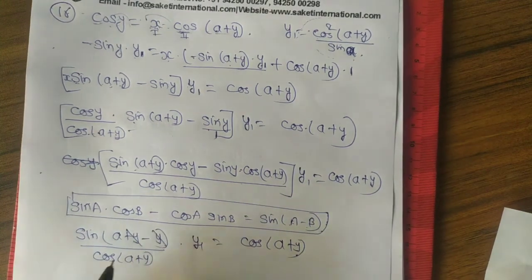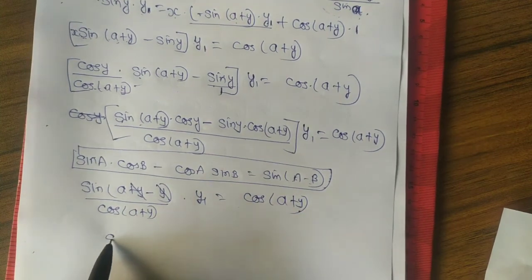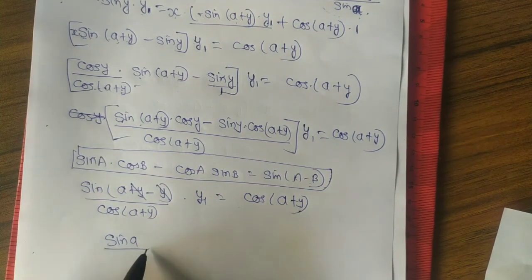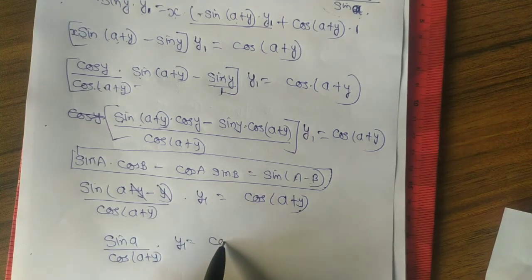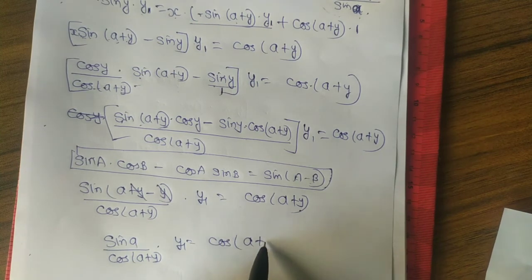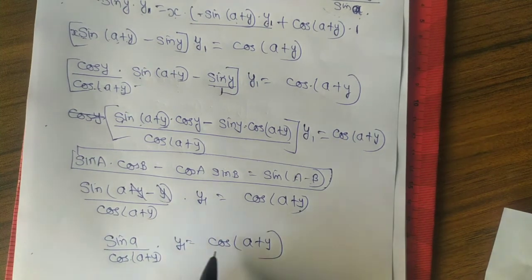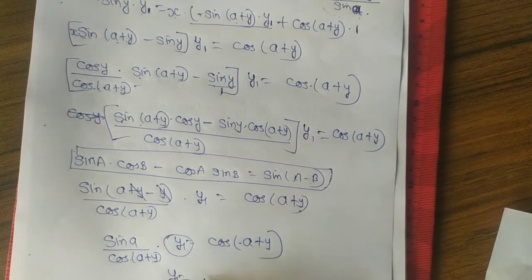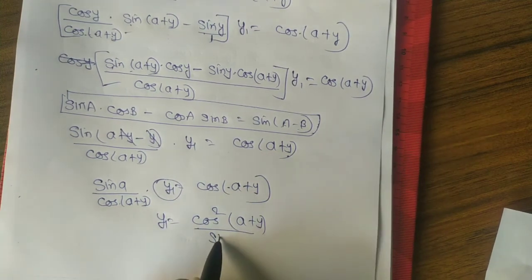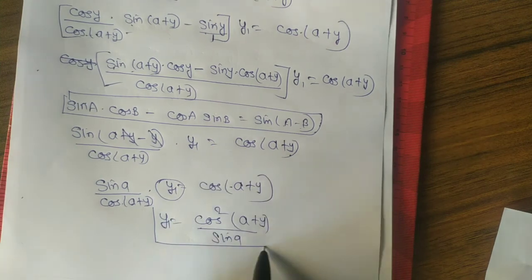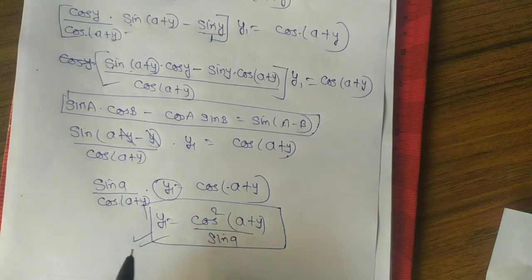So y and y cancel out, so we are left with sin a upon cos (a plus y), y1 equal to cos of (a plus y). We will transfer this, we will get the value of y1. So y1 is equal to cos into cos, it is cos square (a plus y) upon sin a. So this is our required solution.